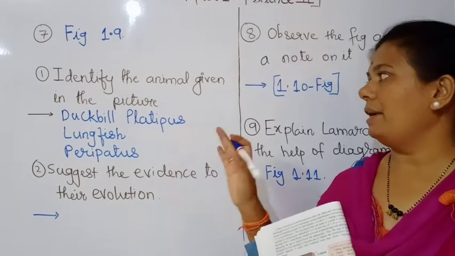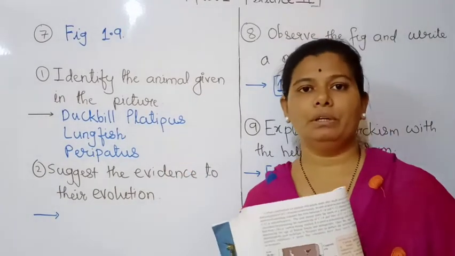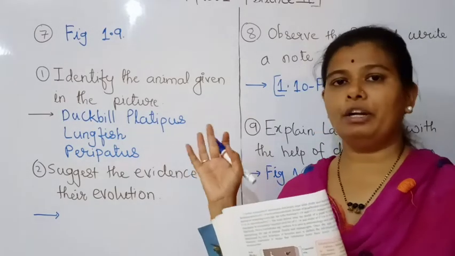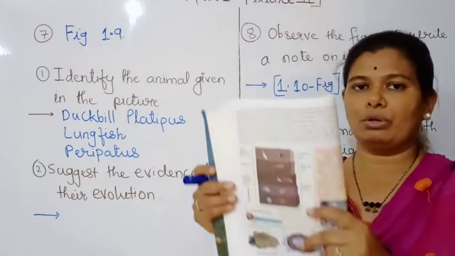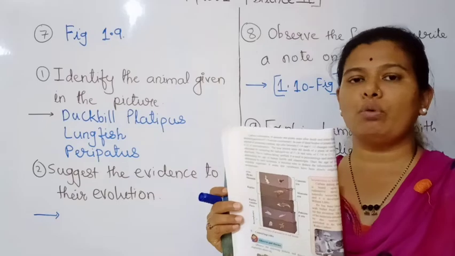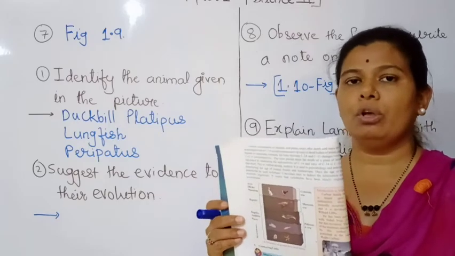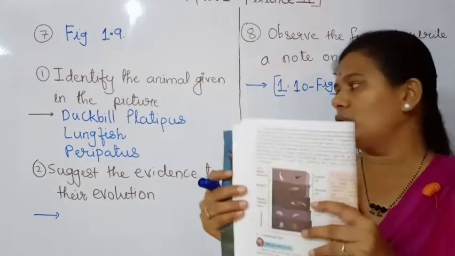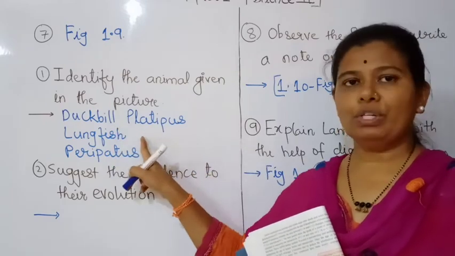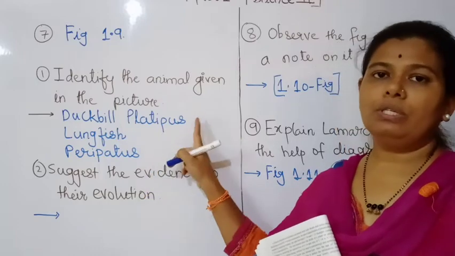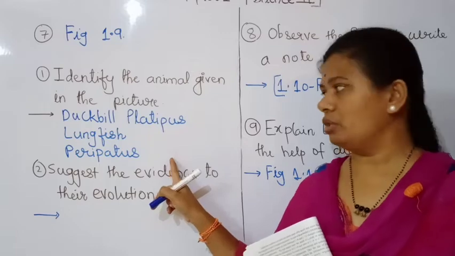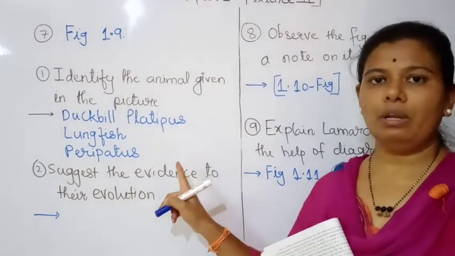The first question is to identify the animals given in the picture. You can see 3 pictures will be given to you, and you have to write the names of those animals. In this diagram we can see 3 animals: the duckbill platypus, lungfish and the peripatus. So you have to write the names of these 3 animals.